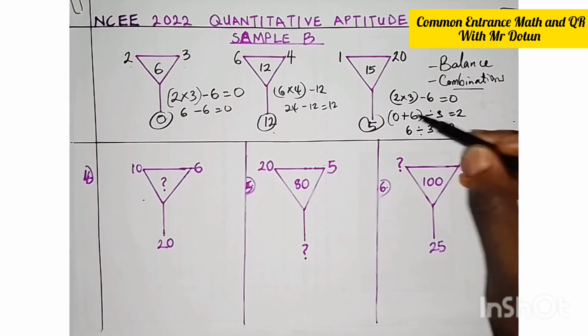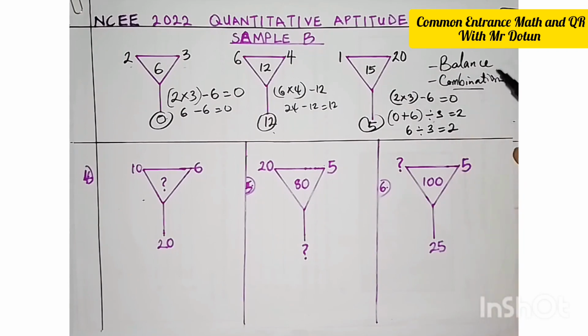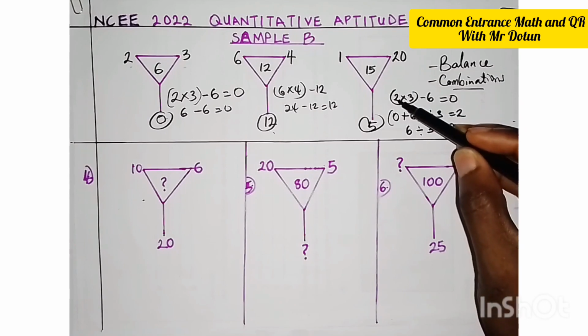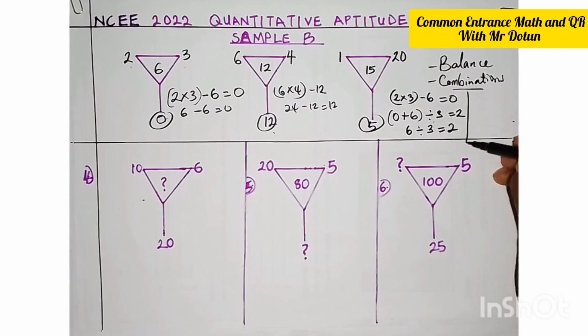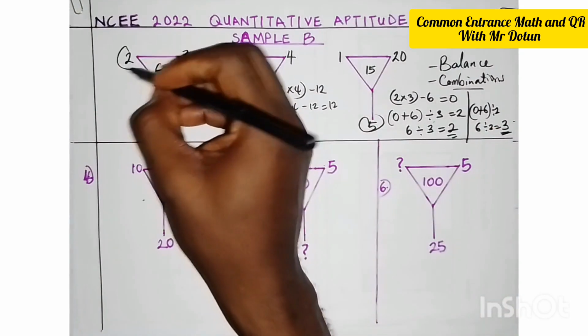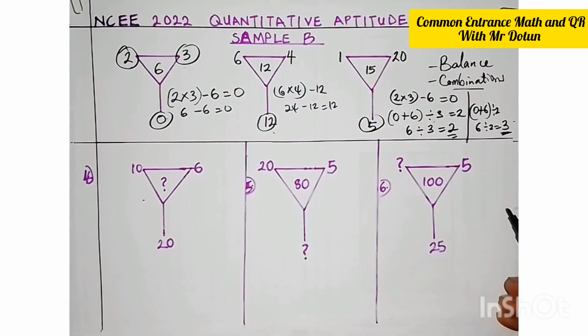For the other one, you divide by 2 to get the other number. So we would have 0 plus 6 divided by 2, and that would be 6 divided by 2, and that will give us 3. So we've been able to find this and this. You can go over it again. When we get to the example, we'll use the example to elaborate more.